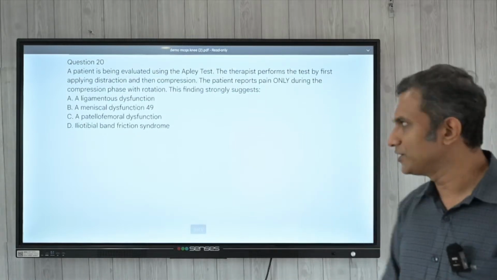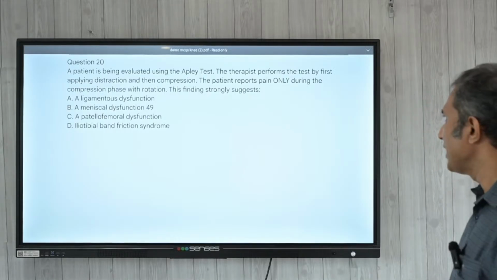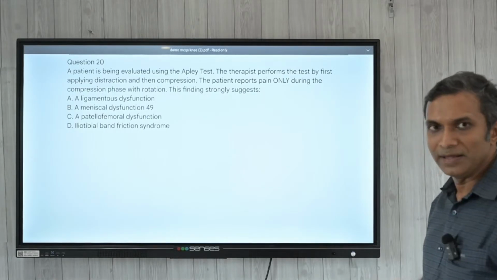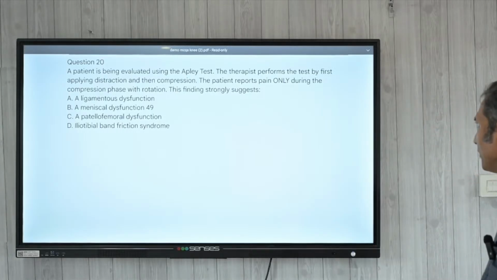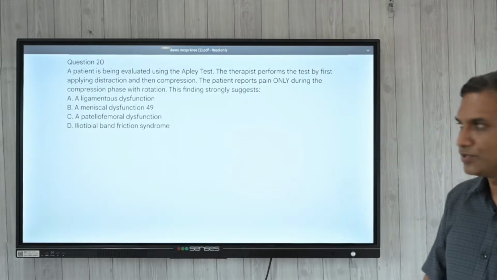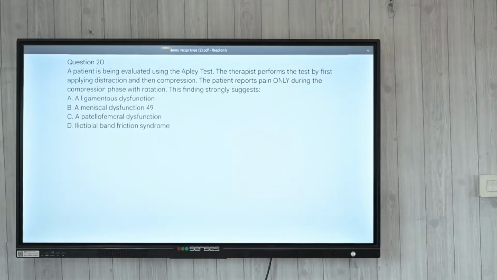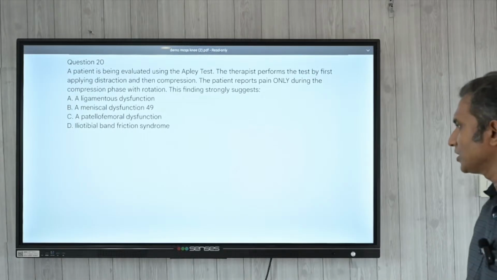Coming to the last question, question number 20. A patient is being evaluated using the Apley's test. The therapist performs the test by first applying distraction force and then compression force. The patient reports pain only during compression and rotation.